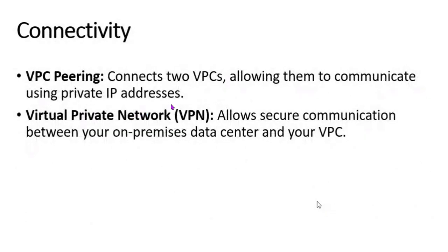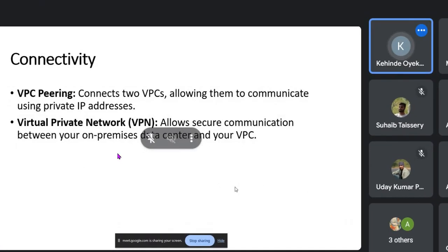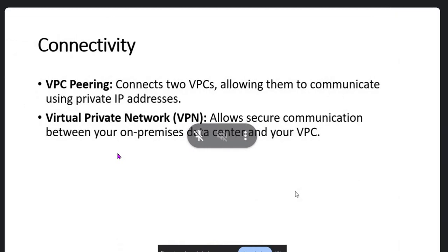Then the connectivity for VPC. Would you like to go back to the previous slide? VPC peering connects two VPCs, allowing them to communicate using private IP addresses.